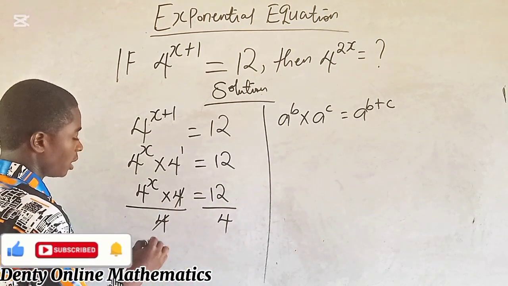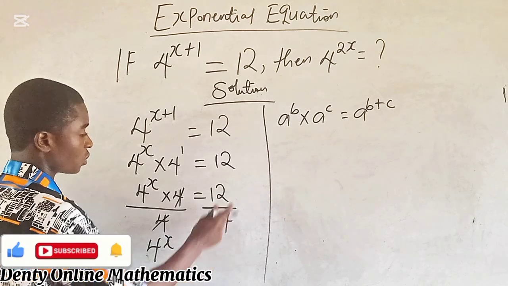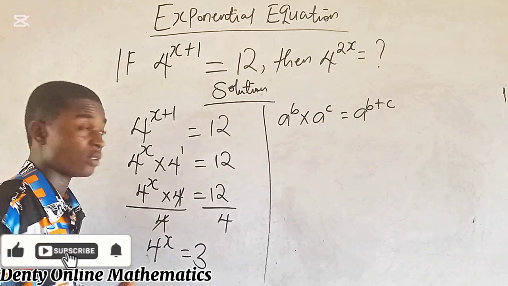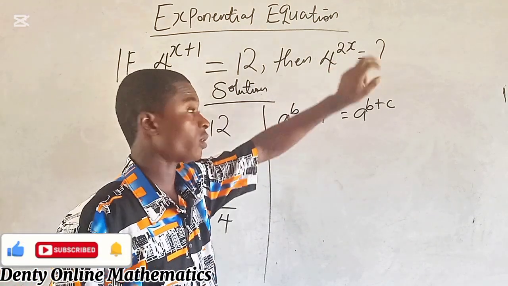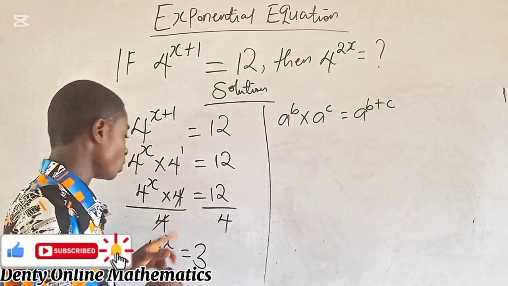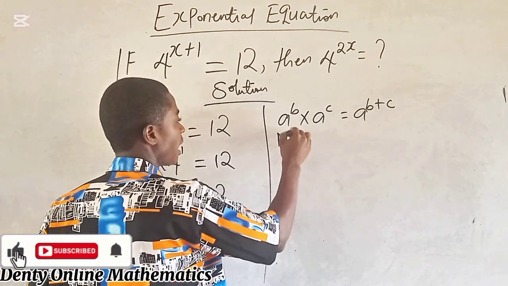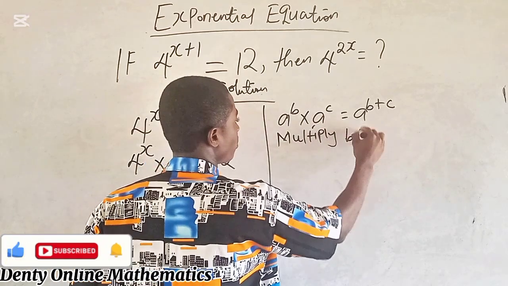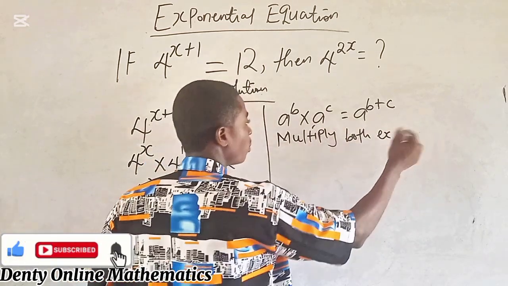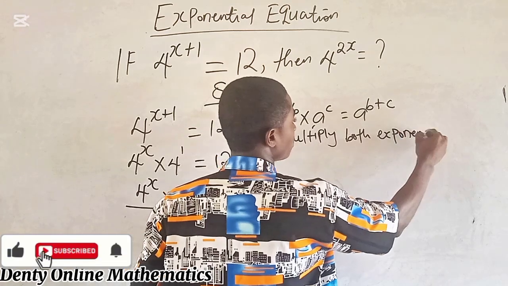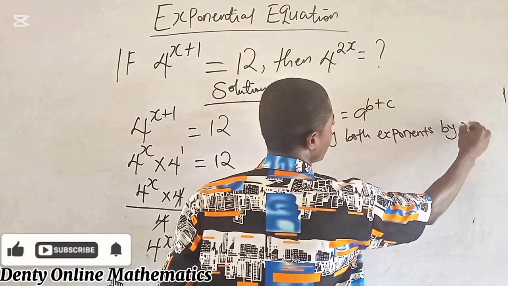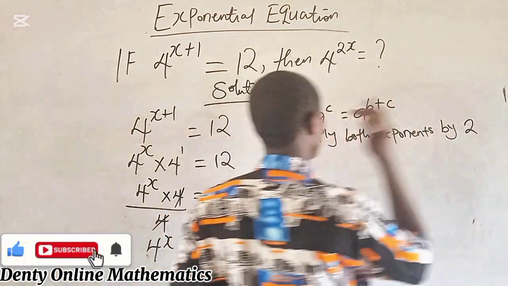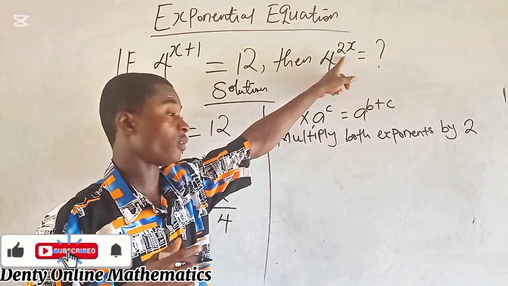Now I can divide both sides by 4. The 4 will cancel out, and then 4 raised to the power of x will be equal to 12 divided by 4, which is 3. Now we are not looking for 4 raised to the power of x, we are looking for the value of 4 raised to the power of 2x. So what I will do here is multiply both exponents by 2. I'm multiplying by 2 because I'm looking for the value of 4 raised to the power of 2x.